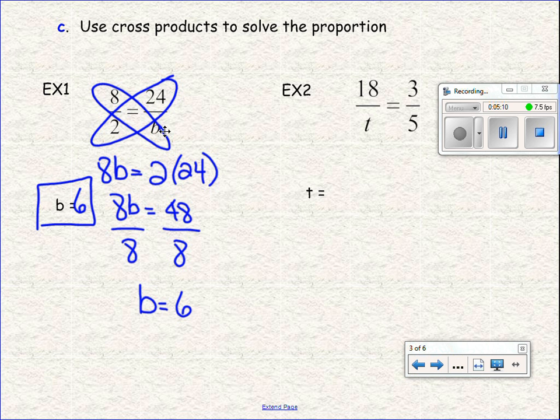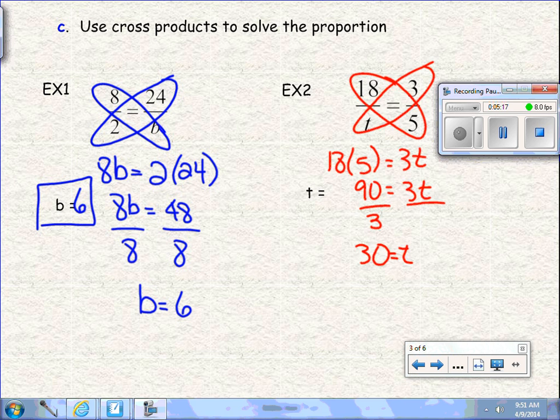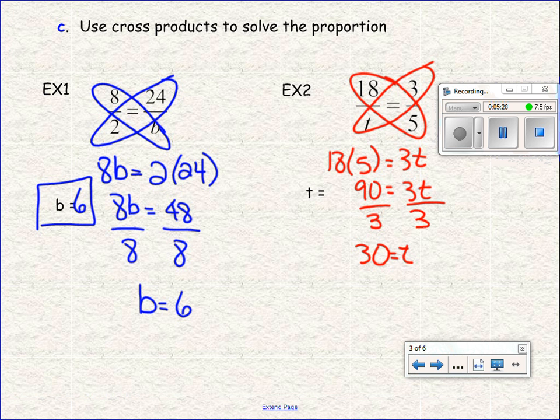Now, using example 1 for a model, I'm going to pause the video and let you do example 2. So you'll notice in example 2, the cross products, 18 times 5 is equal to 3t. 18 times 5 is 90, is equal to 3t. We divide each side by 3. 90 divided by 3 is 30.